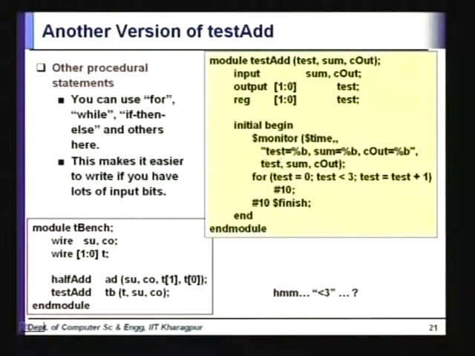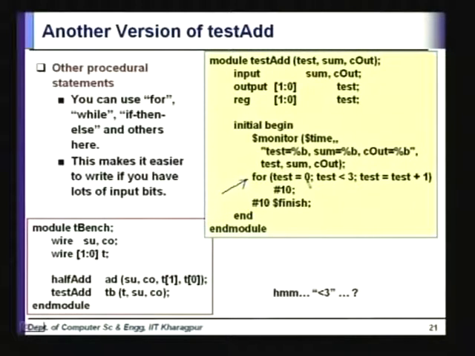And the rest of this is similar, except that now we have made this slightly different, because now test is a 2-bit word. So we can actually have something like this: for test equal to 0, test less than 3, test equal to test plus 1, because now test being a word can be treated as an integer.